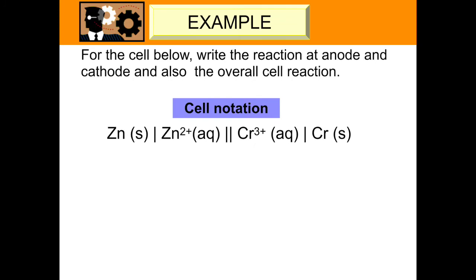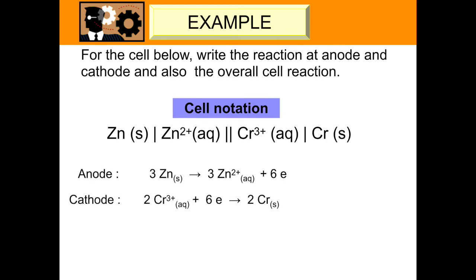For the next example, we are given the cell notation where we need to write the half cell and the overall cell equation based on this cell notation. So, while looking at the cell notation, we know that the first part is an equation at anode where zinc is oxidized into Zn2+, and the second part is the reduction at cathode where Cr3+ is being reduced into Cr solid.